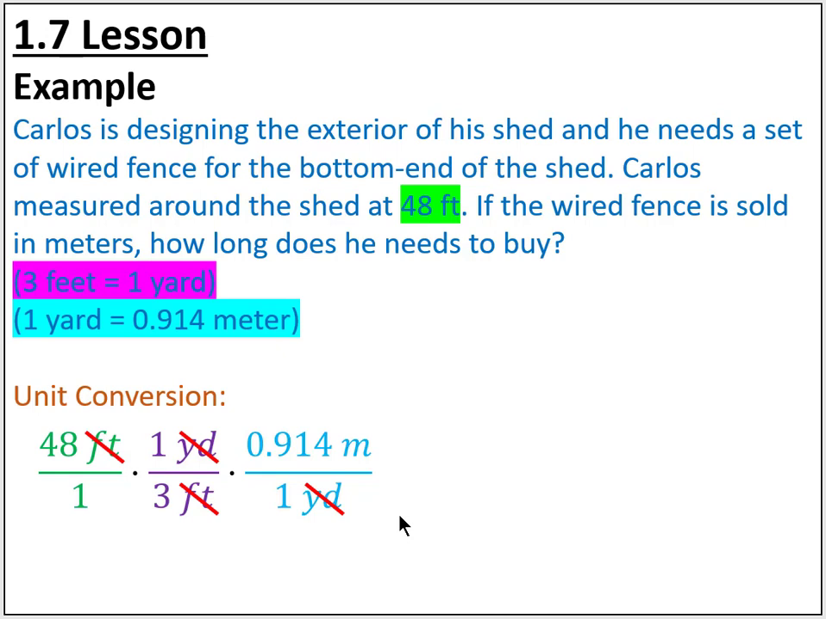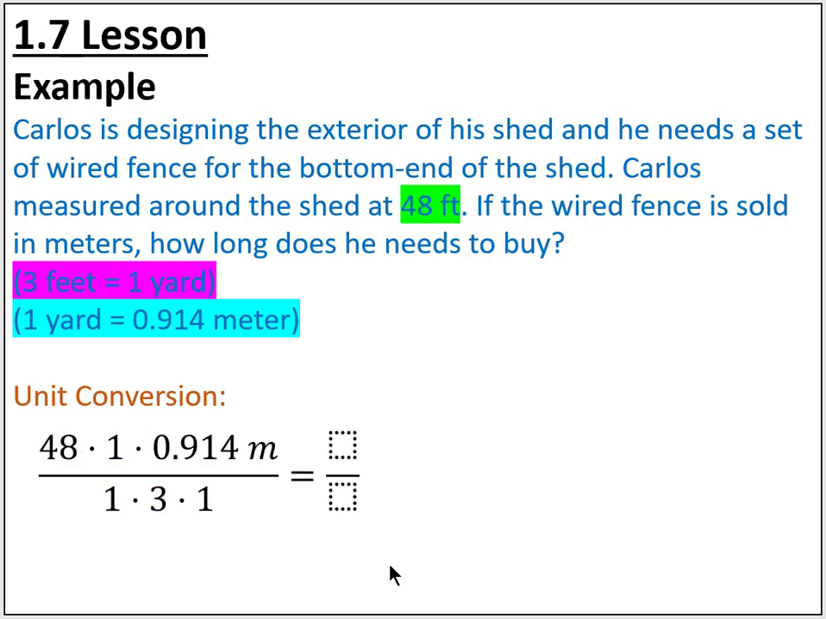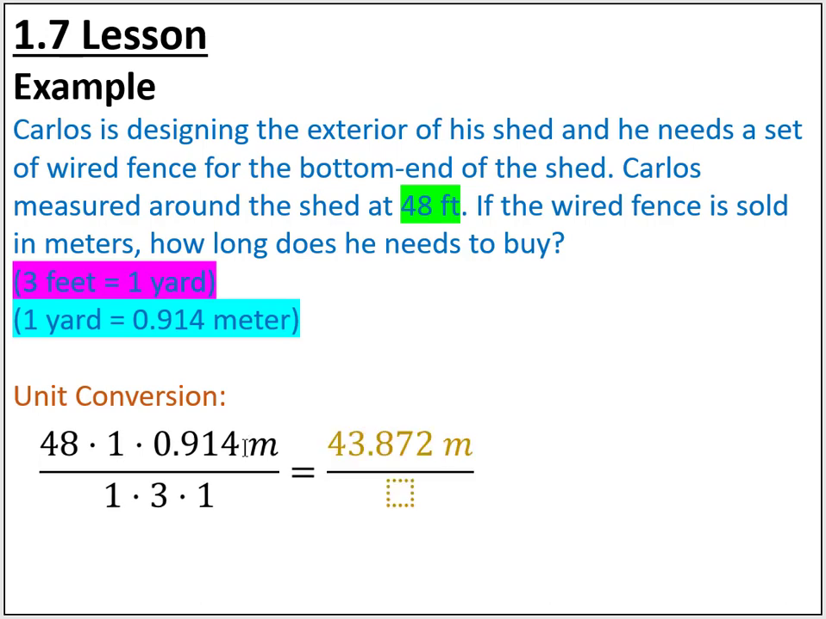So I'm going to set up the work. In my numerator, it's going to be 48 times 1 times 0.914 meter. And then in the denominator, it's going to be 1 times 3 times 1 again. Let me move the work so we have more space. Now here we're going to multiply the numerator: 48 times 1 times 0.914 meter.